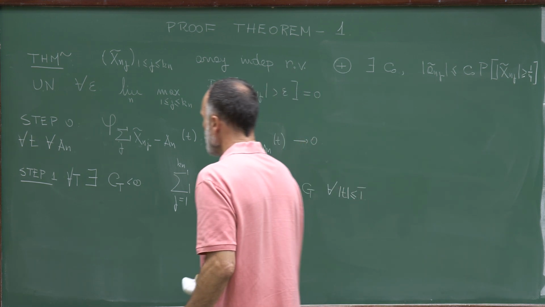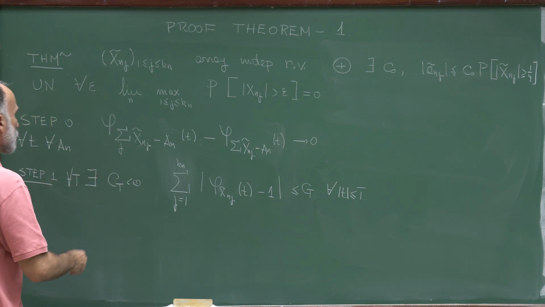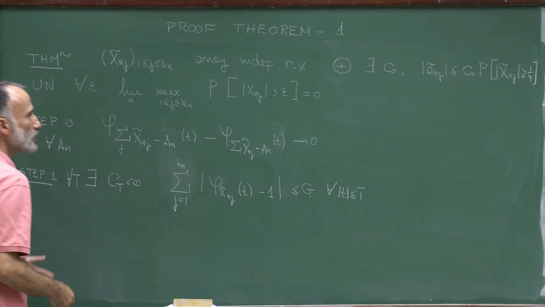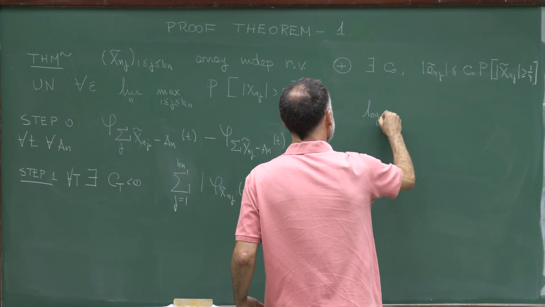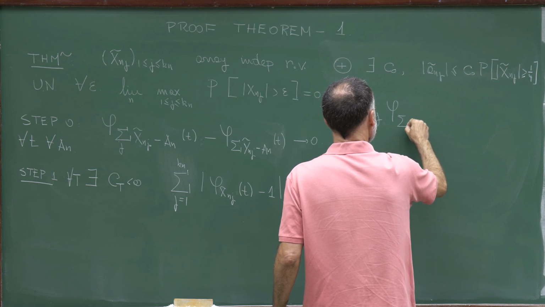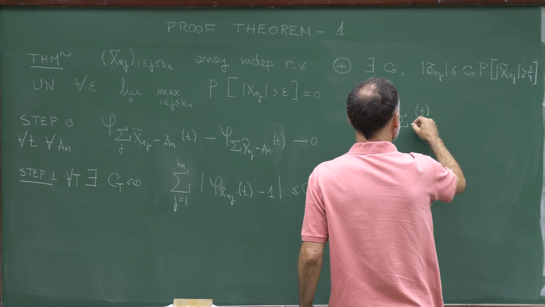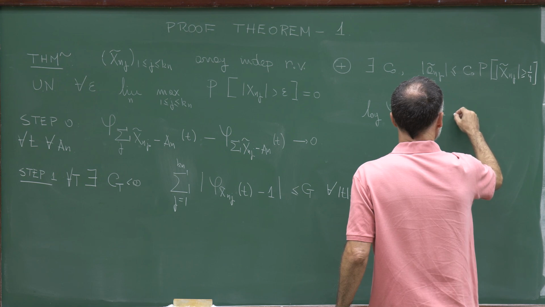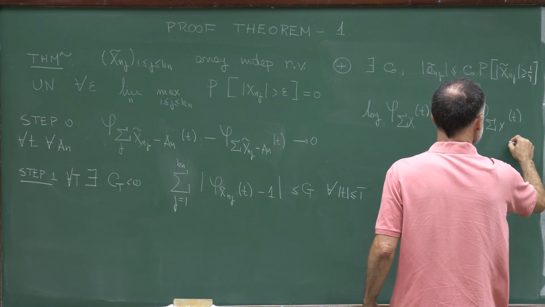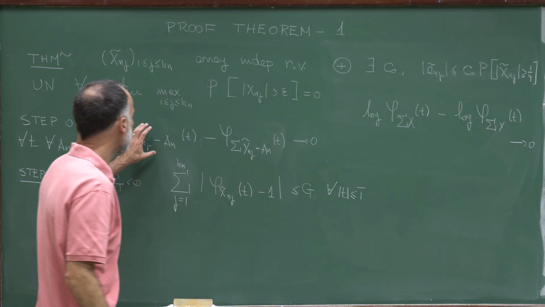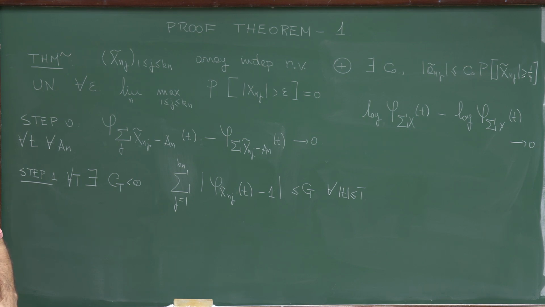In order to prove that this converges to 0, I can also take the logarithm on both sides and say that the difference of the logarithms converges to 0. So it's enough, of course, that the log of phi of the sum of X's at t, minus the log of phi of the sum of Y's at t, converges to 0. Right, so if I want to show that this difference converges to 0, it's enough to take the log here and the log here and show that the logarithms of this expression converge to 0.